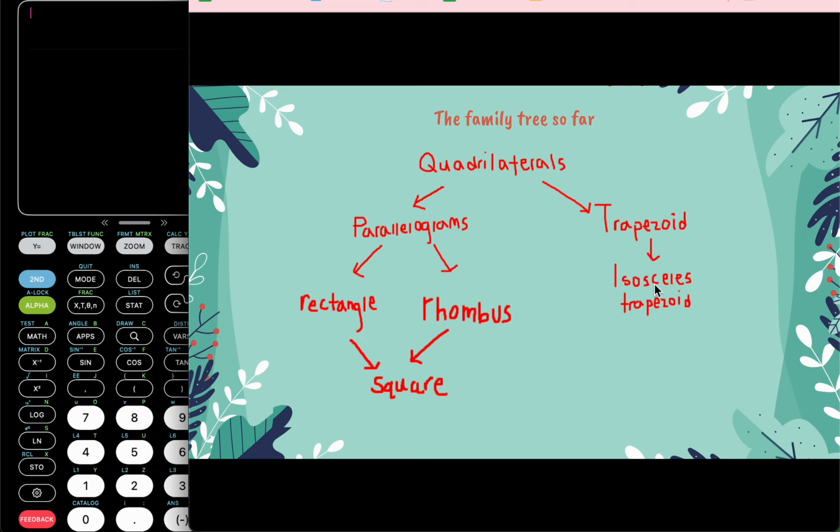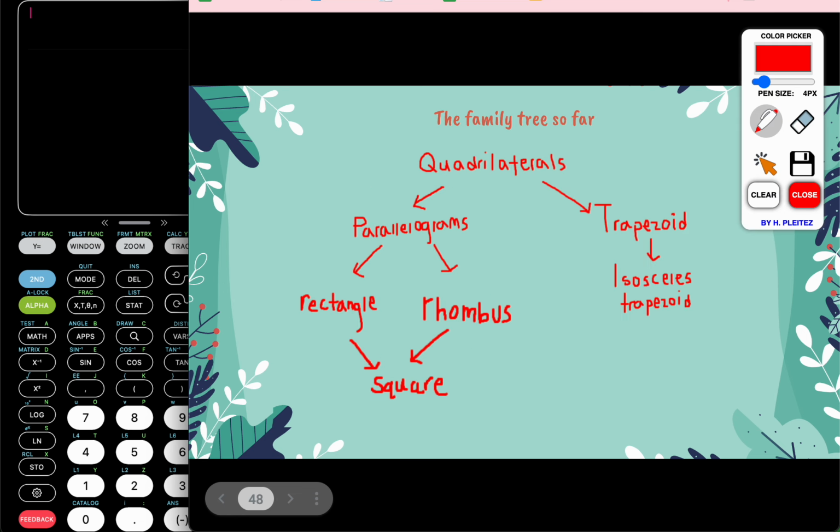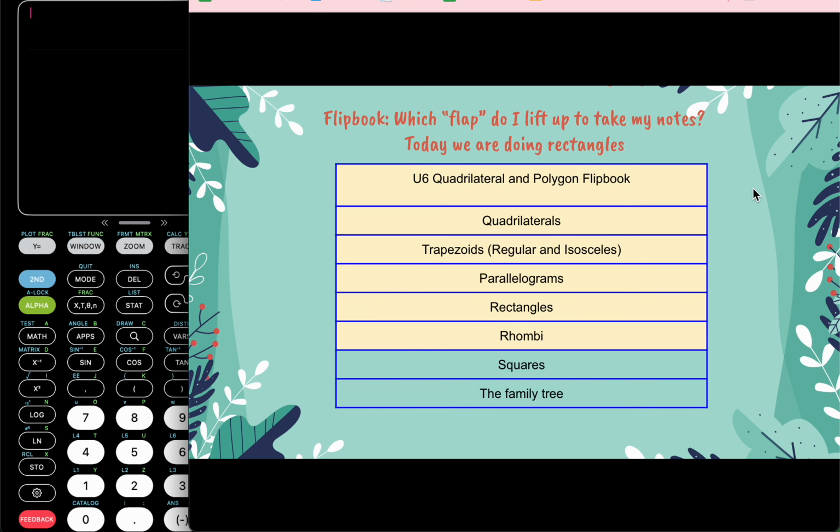So right now, we are with a square. This is the very last shape that we're going to be learning in this unit. And what a square is, it's the combination of a rectangle and a rhombus. So we're coming together here at the end to create this square.